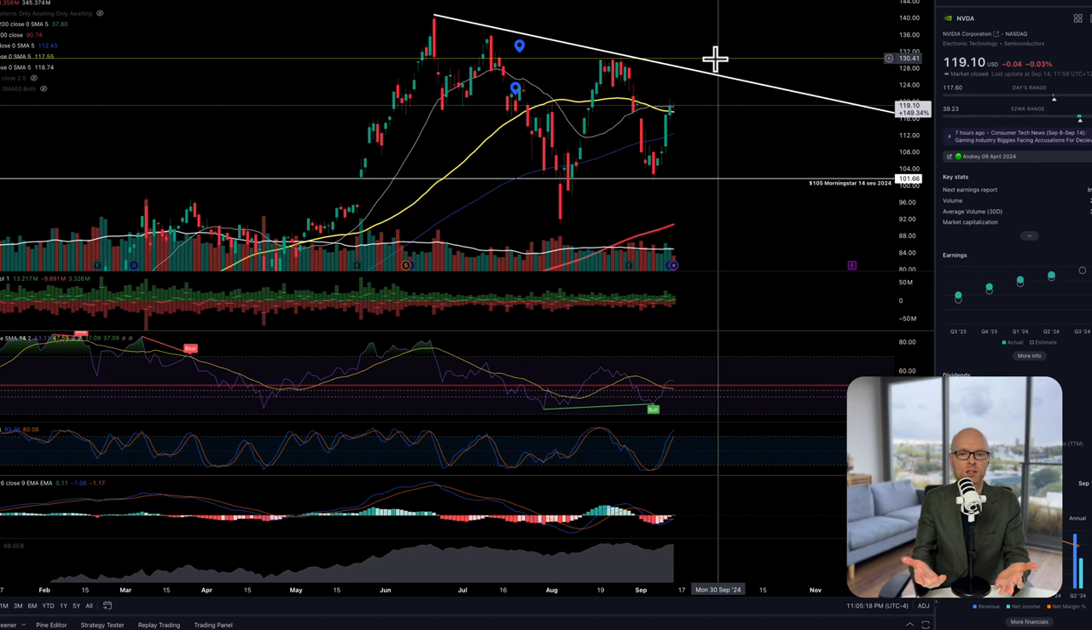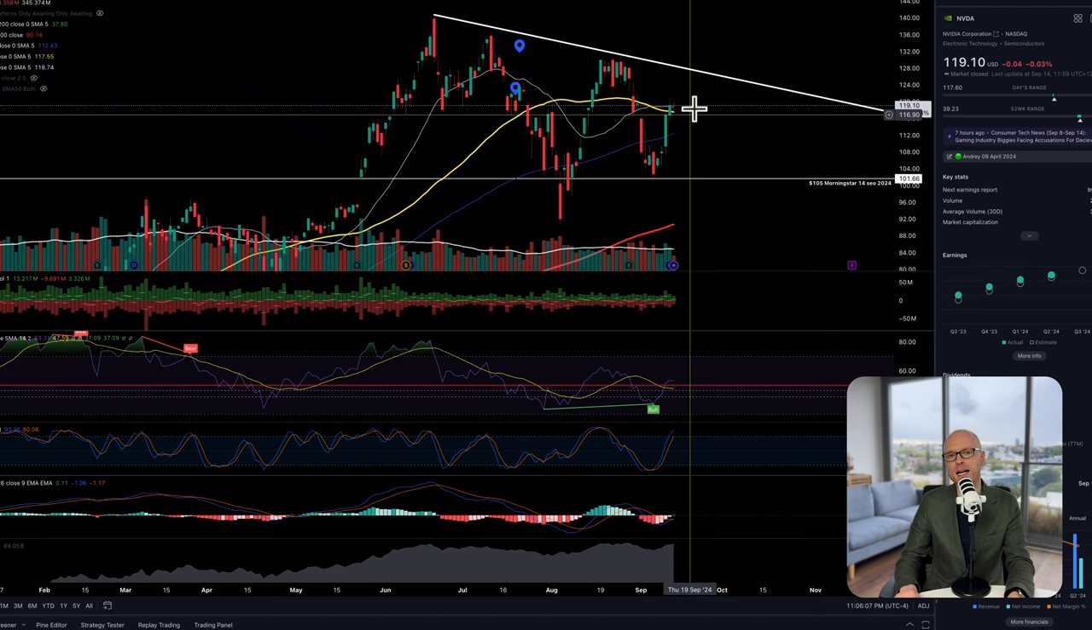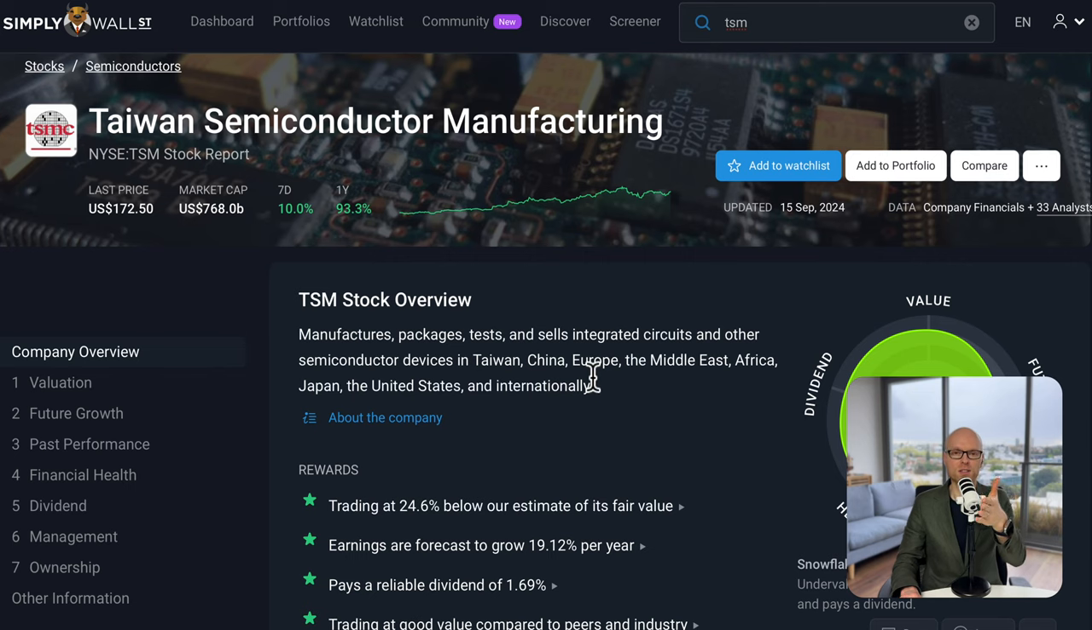Obviously, it's not financial advice and I'm not a financial advisor, and you have to do your own research. Let me know in the comments below, would you buy Nvidia at the moment or would you wait for another entry point? Now, this stock might be a better opportunity to invest.